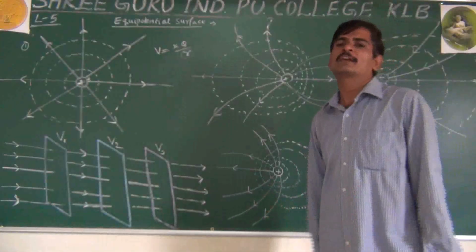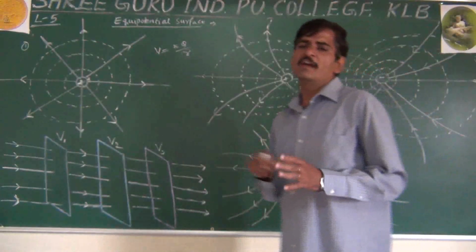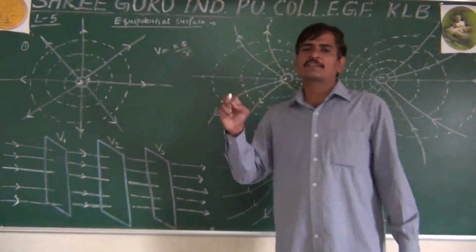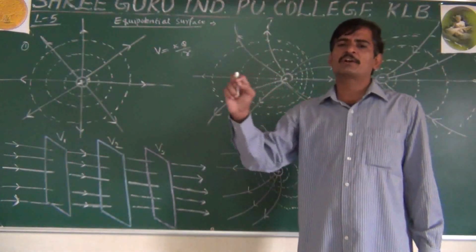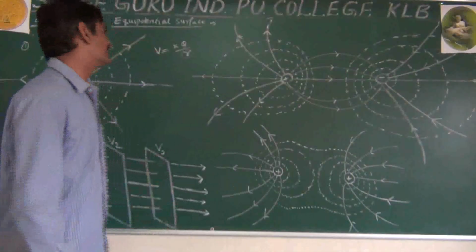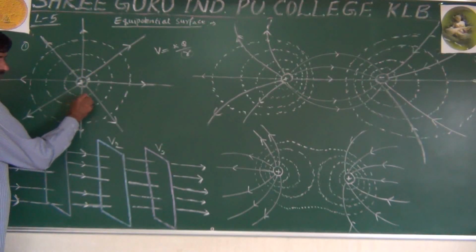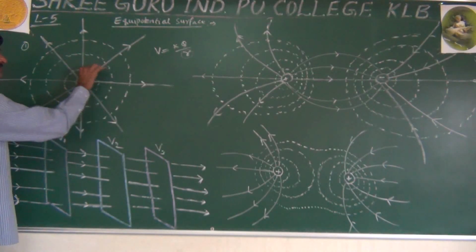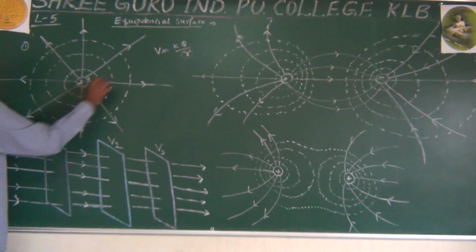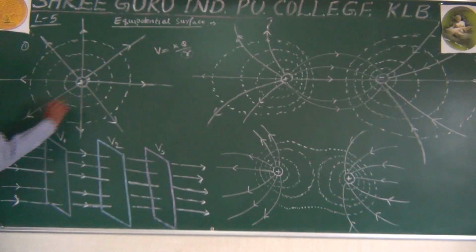Simple. So how to form the equipotential surface? Join all the points having equal potential. All the points which have the same potential, when joined together, form a surface, and that surface we call an equipotential surface. The potential at these points will remain the same because R is the same and Q is also the same.